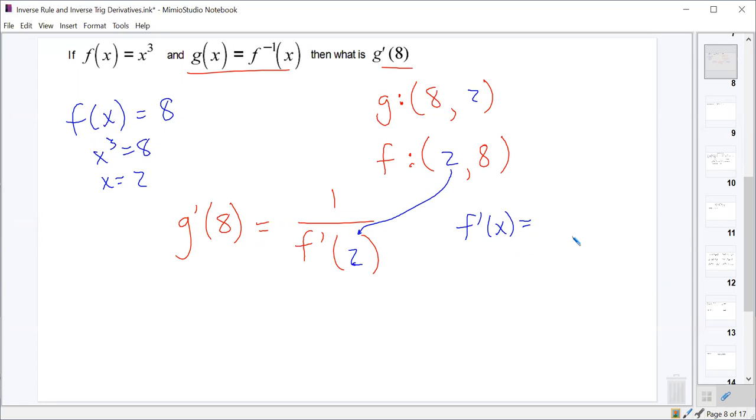One over g prime of y. Well, yeah, but just in general, what's f prime? We need to find f prime of 2, right? So in order to figure that out, we need to know what is the derivative of f. What's the derivative of f?